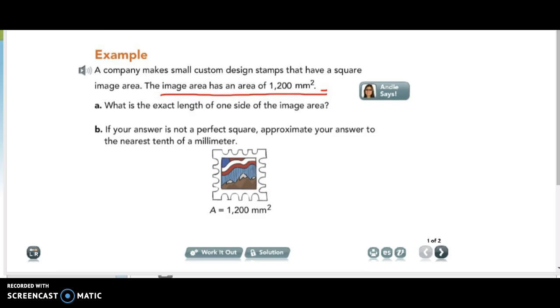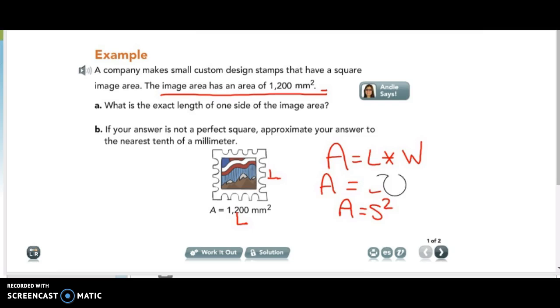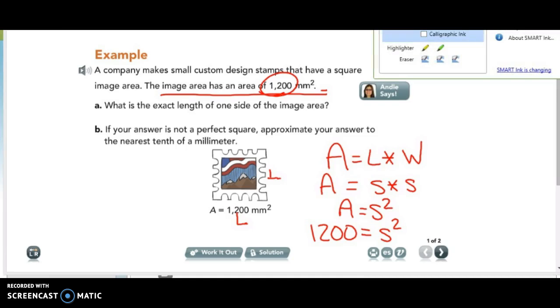Okay, so we remember that area equals length times width. And we remember that if we have the area of a square, it is really length times length, because every side is going to be the exact same length. So these are equal because it's a square. So area is going to really be the length of one side squared. So whatever that side length is, I'm going to square it, and that is going to equal my area. Okay, so now that I know that, I'm going to plug in area for 1,200, and it equals side length squared. Well, this is exactly like what we have been doing, just with words.